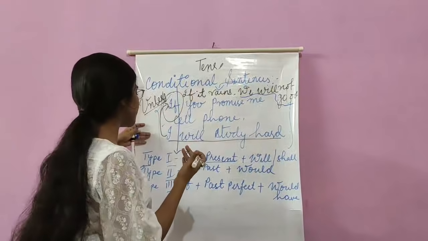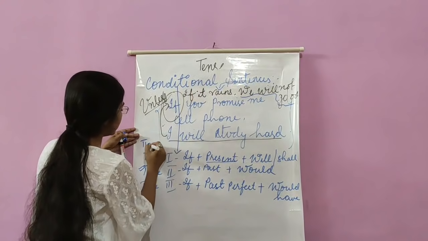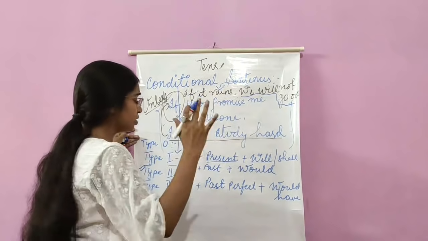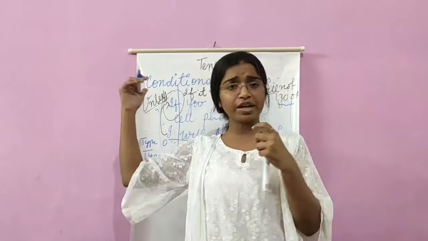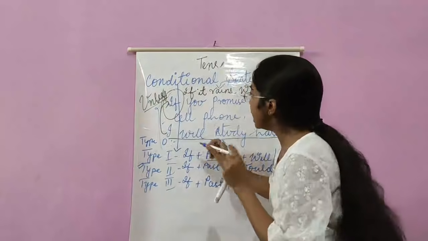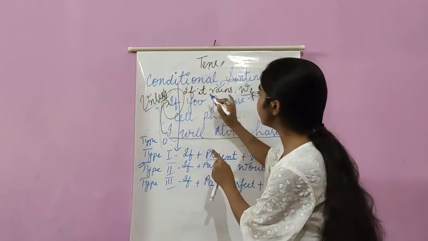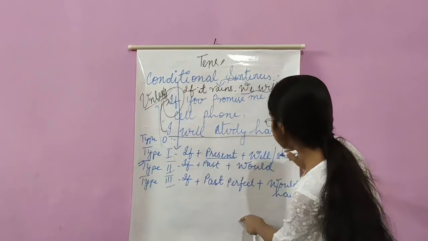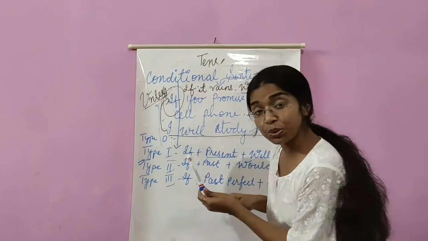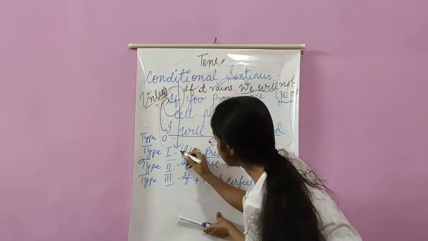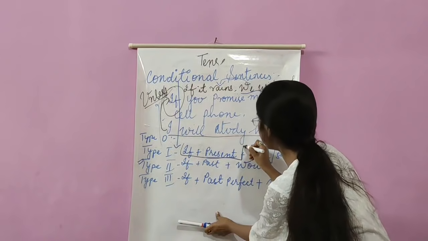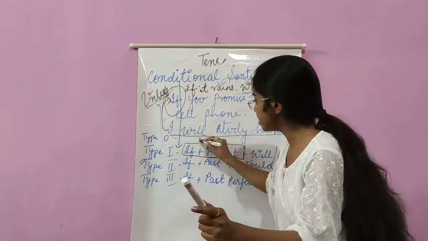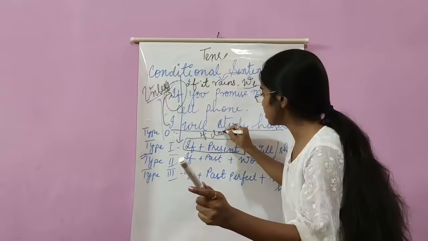There is another type which is called type 0. I haven't discussed it here because it is not important from this point of view. We'll do all these things when we come to this chapter. So if I take this example, if it rains, we will not go out. Now when it says if plus present plus will or shall, please keep one thing in mind. The part till present is actually the if clause.